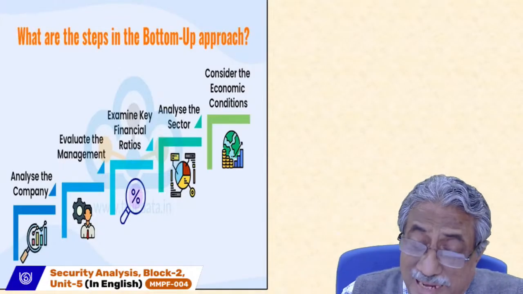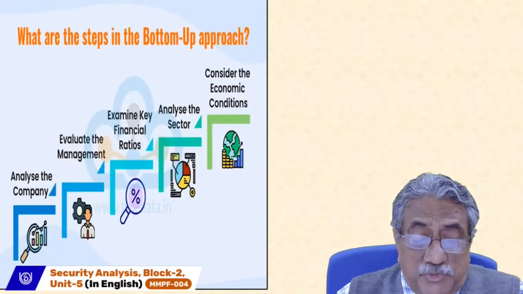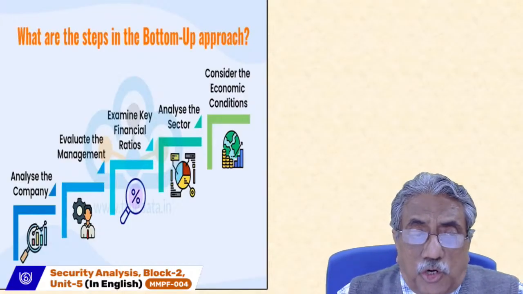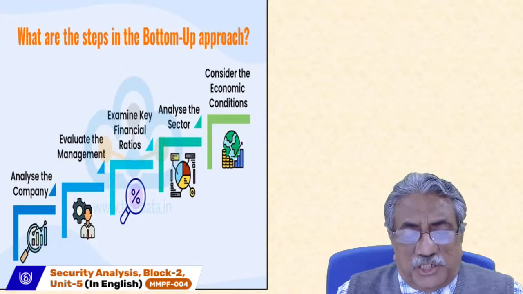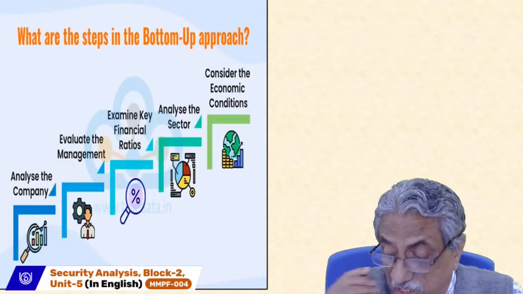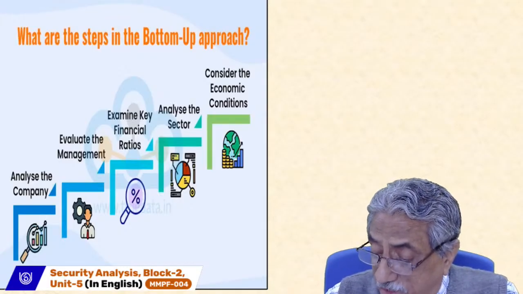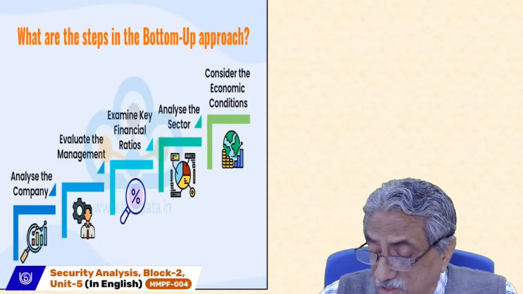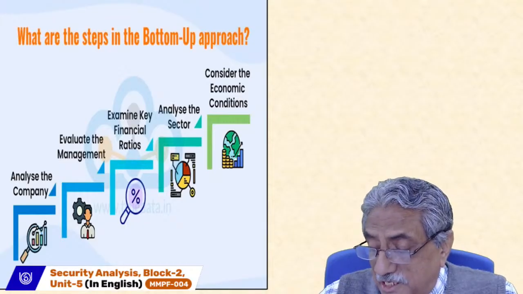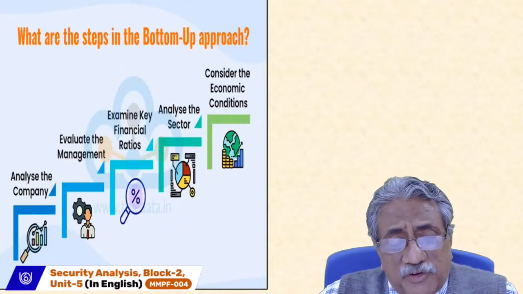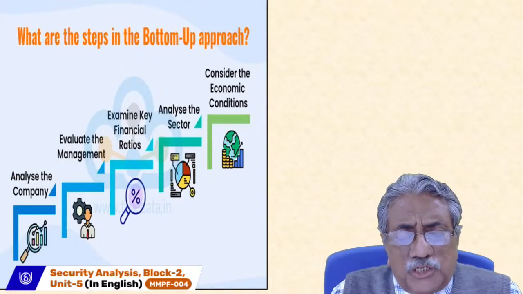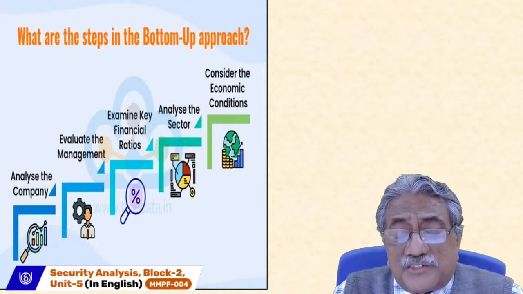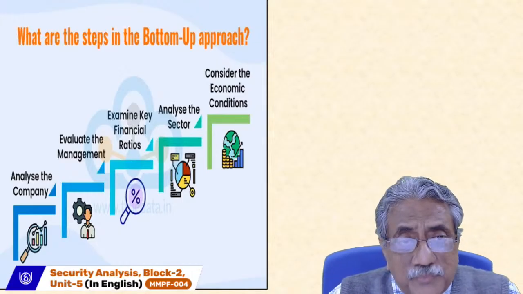How is the management? Please note, management. Whether they are managing it efficiently or not, how will I come to know? Examine the key financial ratios. Key financial ratios include the profitability ratio, the solvency ratio, the efficiency ratio. If these ratios are good, that means the management is running it quite efficiently.